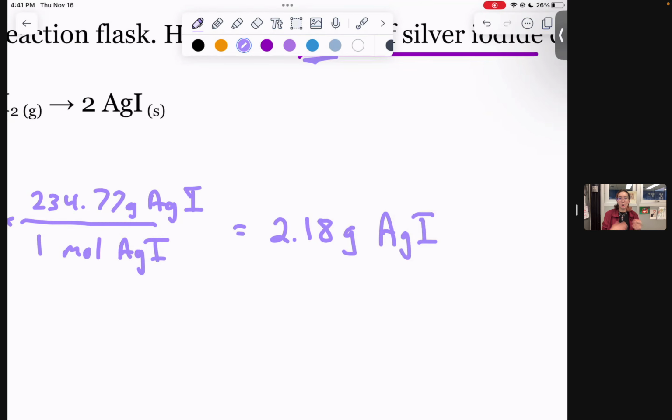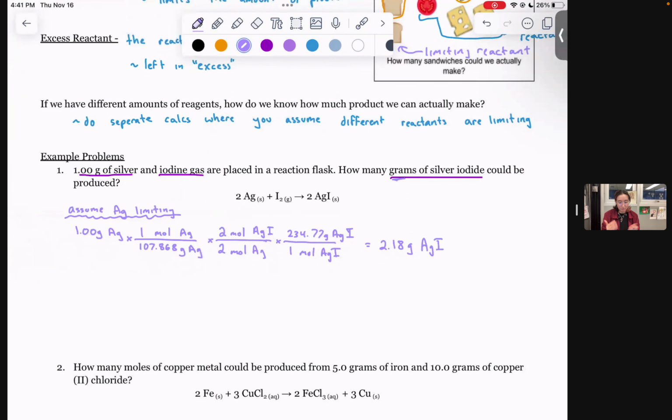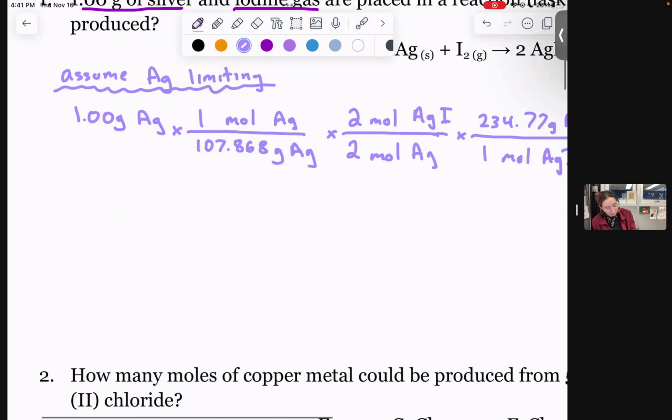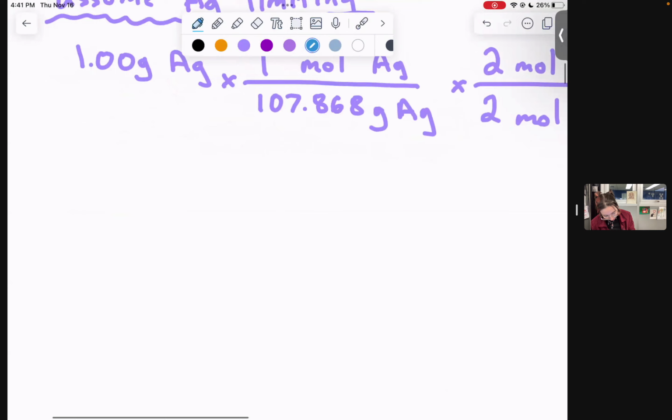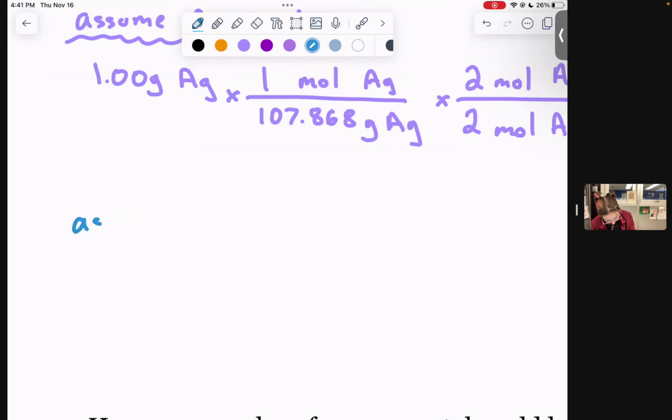So you solve a stoichiometry problem assuming that the other thing doesn't exist. You just assume, okay, I just have 1 gram of silver, how much could I make? You do that, and then you swap it around. You assume, okay, what if I just had 1 gram of iodine? What would happen? If you want more practice with this, you could try it on your own first instead of just watching me. That would be a good idea, but I'm just going to walk through it.